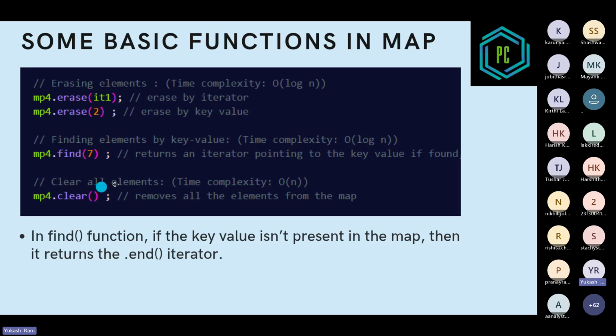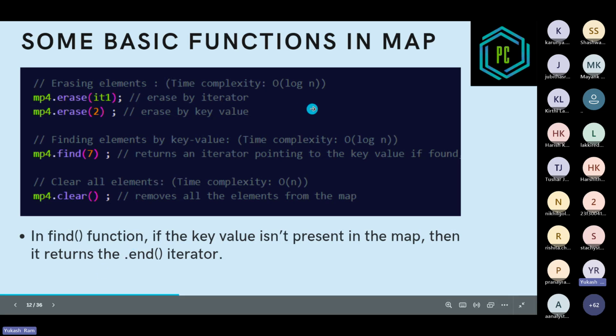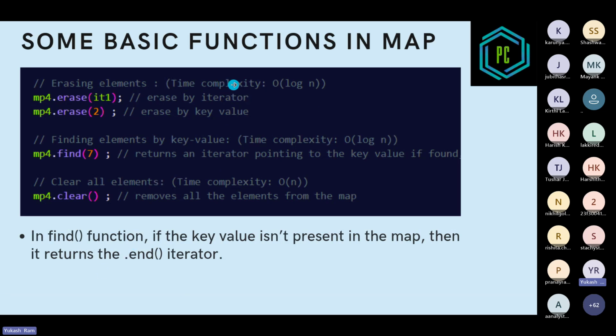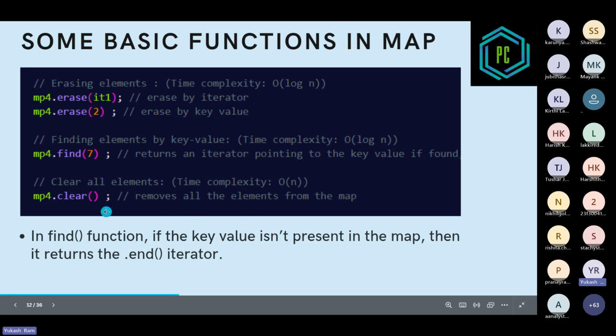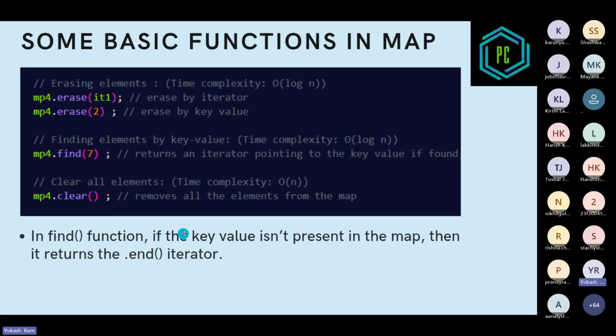There's also this basic function to clear all elements. It just removes all the elements from the map. That's .clear. One thing about the .find function is that if you give a key value which is not present in the map, the function will return an end iterator, the theoretically last element of the container. So this utility can be used to find whether an element is present in the map or not.